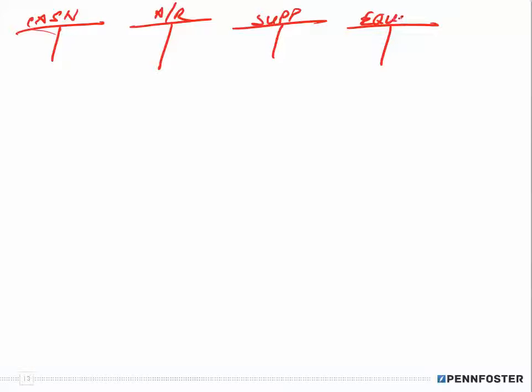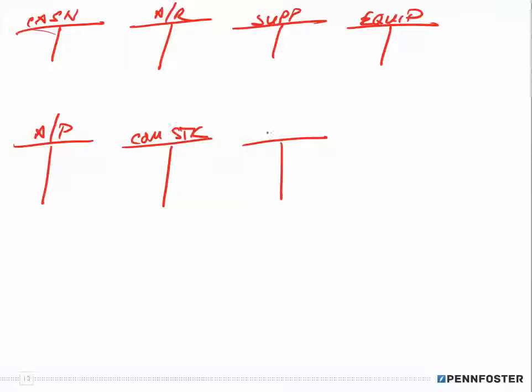So I need one for cash, one for accounts receivable, supplies, equipment, accounts payable, common stock, dividends, and like I had said in the previous video, they're not showing retained earnings in the instructions.